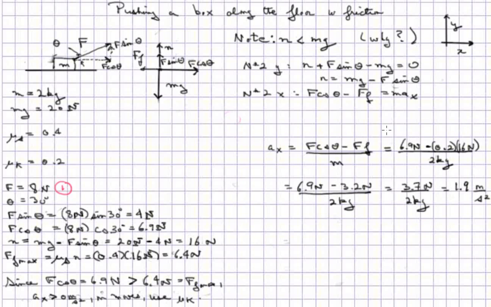And please understand, since m is moving relative to the surface, if there's movement, you have to use kinetic friction. So I have the coefficient of kinetic friction here times the normal force, so 0.2 times 16, divided by the mass. So the numerator is the net force in the x direction, and the denominator is the mass. And so that's 6.9 minus 3.2, which is 3.7 newtons divided by 2 kilograms. And that comes out to 1.9 meters per second squared.